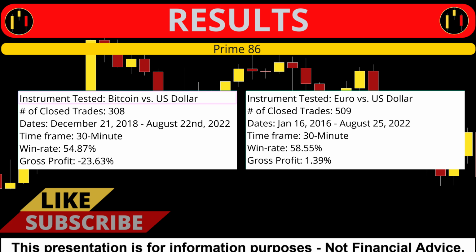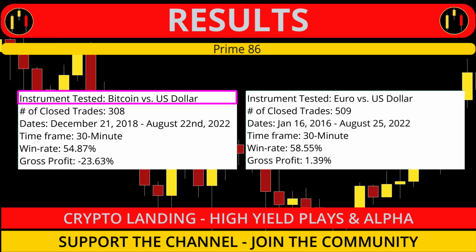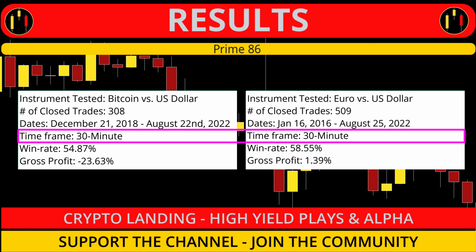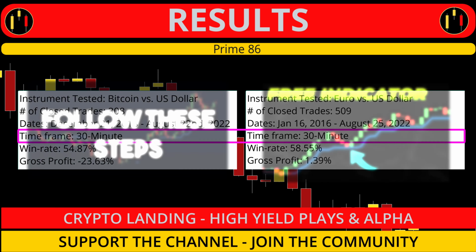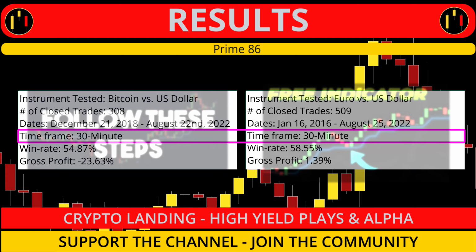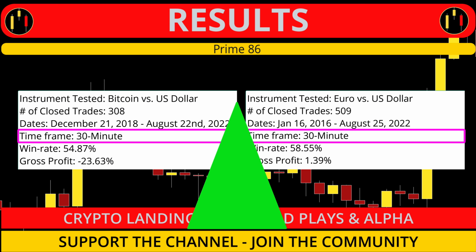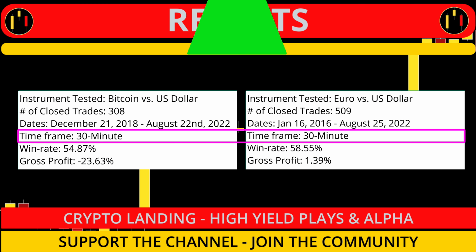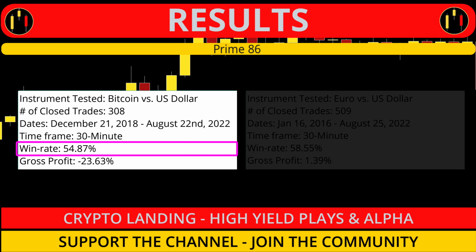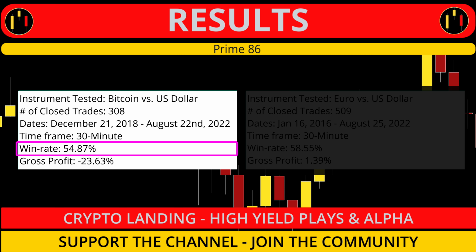I actually tested this on both Bitcoin versus the US dollar and Euro versus the US dollar, both using 30-minute candles as recommended by TradePrime. However, in my testing, I discovered this system performs much better on the higher time frames. More on that in a moment. On Bitcoin, the win rate was short of 86%, but did come in at over 54%.